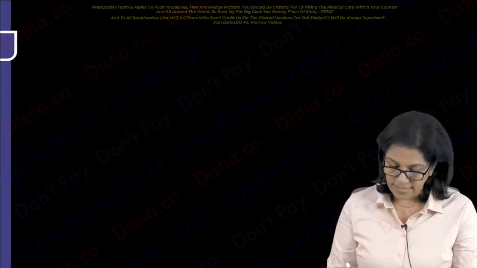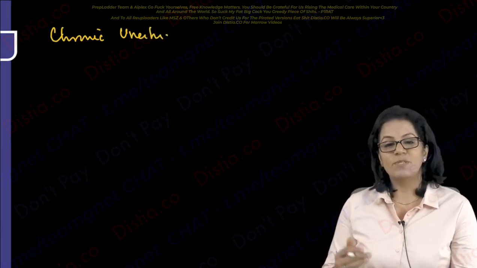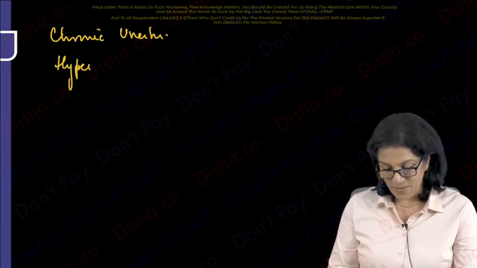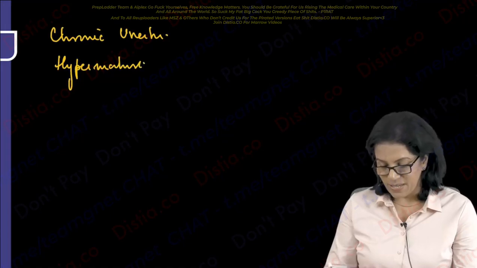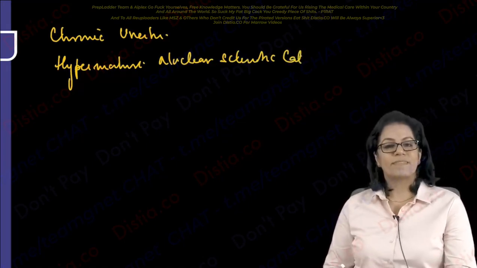And chronic uveitis. Next is chronic uveitis. So these are some, and of course, did we not learn that the most common complication of hypermature nuclear sclerotic cataract is subluxation? So we can note down hypermature nuclear sclerotic cataract, right? So these are all the acquired causes of subluxation.